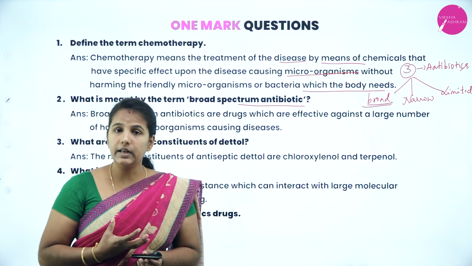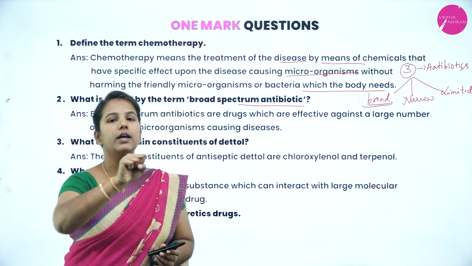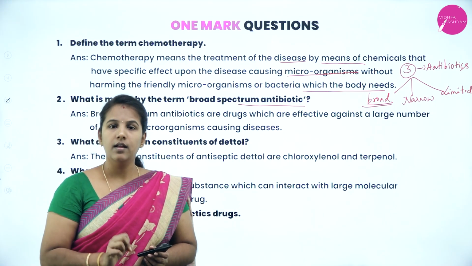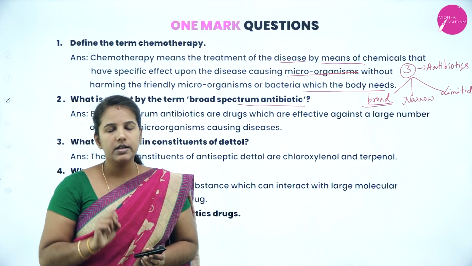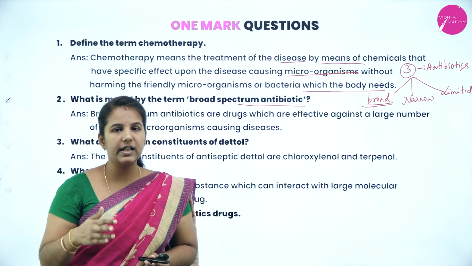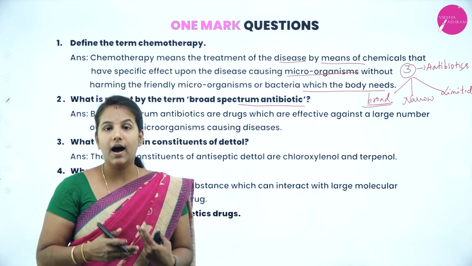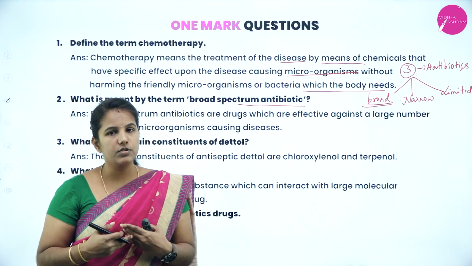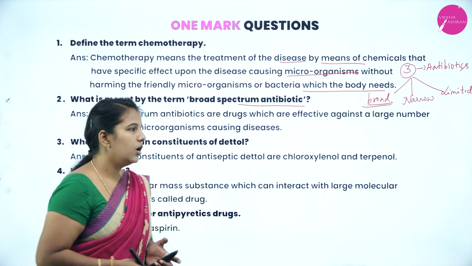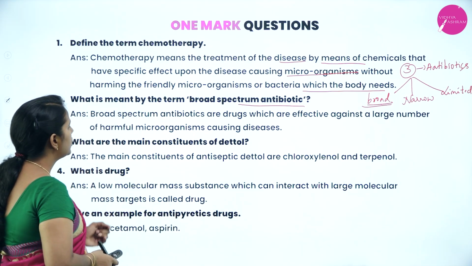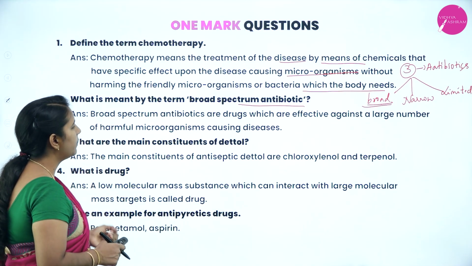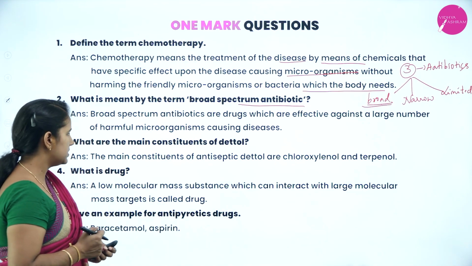When do we say it is limited? In the sense it goes and kills a specific type of microorganism. Only one type of microorganism, if it kills directly, that is said to be a limited spectrum antibiotic. Like this, antibiotics are classified into three types. Any one of them can be asked for 1 mark, or sometimes they can ask you to write the classification of the antibiotics based upon their action. Okay, you must know all the three types. Broad spectrum antibiotics are the drugs which are effective against a large number of harmful microorganisms which cause diseases.